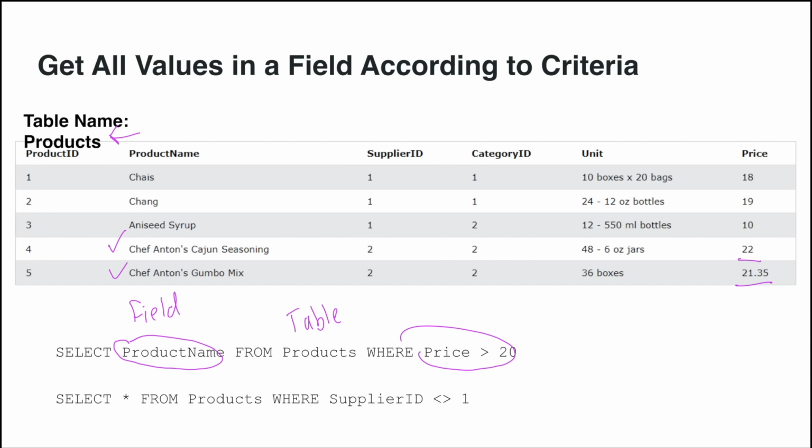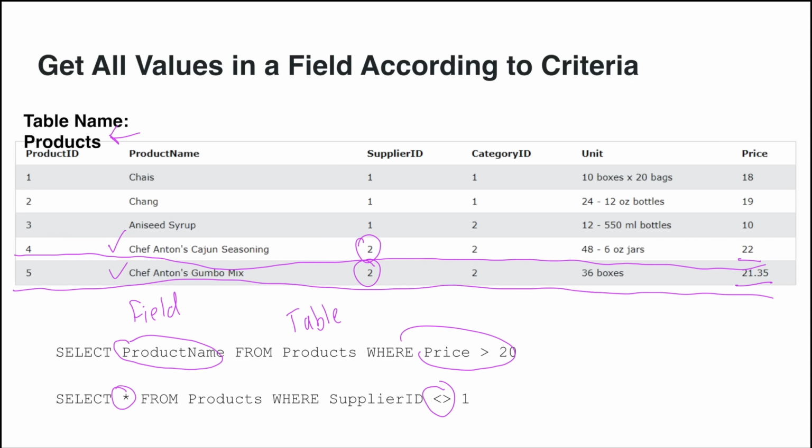On the other hand, right here, we have SELECT star FROM products WHERE supplier ID is not equal to 1. When you do select star, that means we're selecting all the fields: product ID, product name, supplier ID, category ID, unit, and price. But we're only going to show all of those fields for every record where the supplier ID is not equal to 1. That's what this one here means, not equal. So for these 2 records, we're going to show everything. That's what the star means. Again, this is another select statement, but here we're using this WHERE keyword in order to set some criteria for what's going to be displayed.